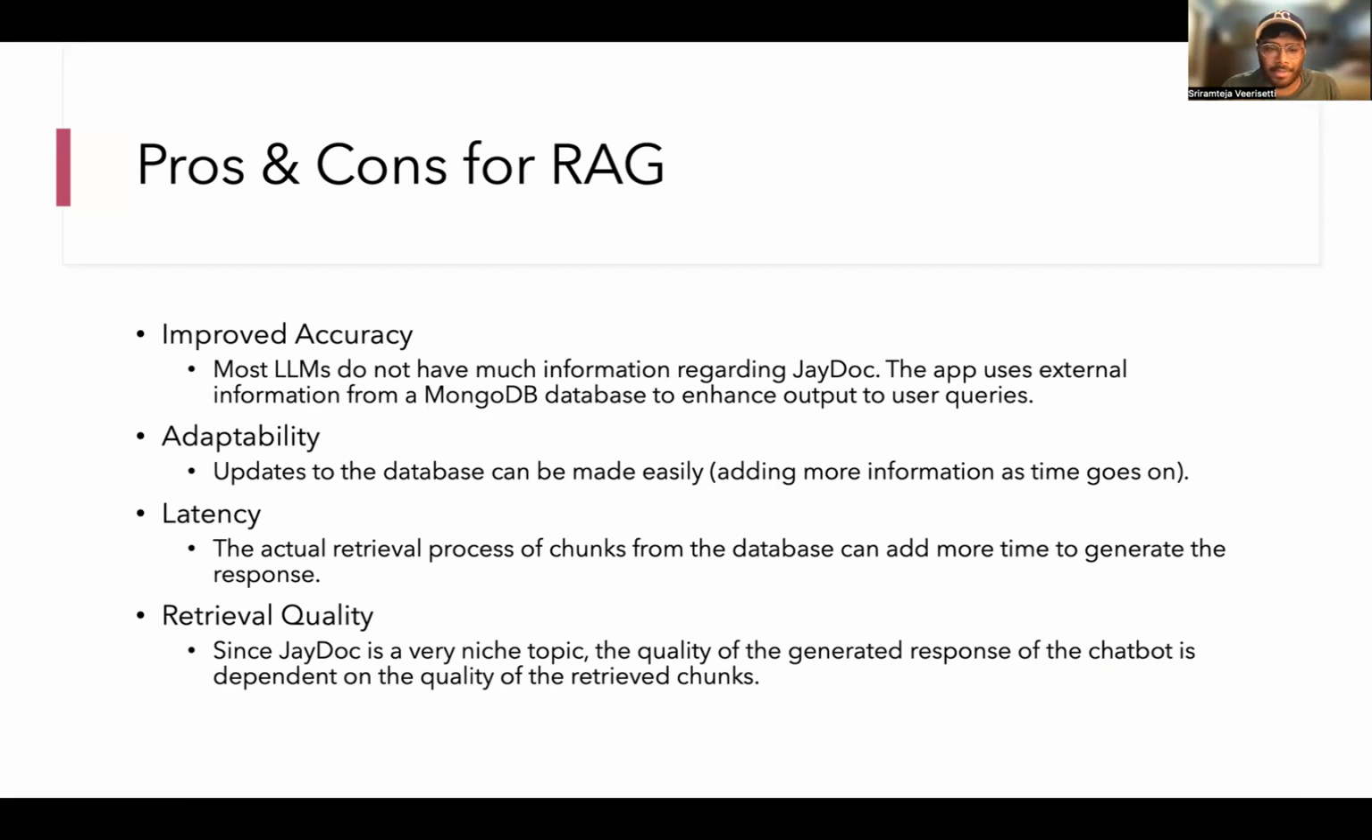Also, adaptability, I think, is important because as changes are made to JDoc over time, I think it's important to be able to change up that vectorized database and potentially add more information as time goes on. So that's a huge benefit of using RAG in my case. There are some drawbacks, though.